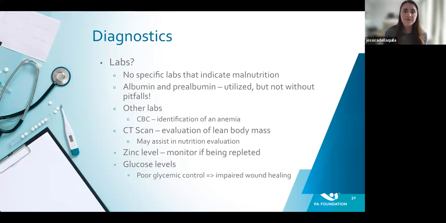Zinc levels become important when you're actually supplementing somebody with zinc, and we'll get into that a little bit later. And then glucose levels. So again, is the patient's diabetes well controlled? If not, if they're having persistent hyperglycemia, that is just going to further malnutrition. And if there are any wounds, it is going to hinder the healing process.